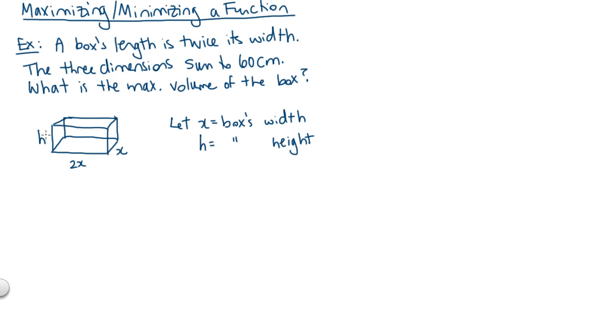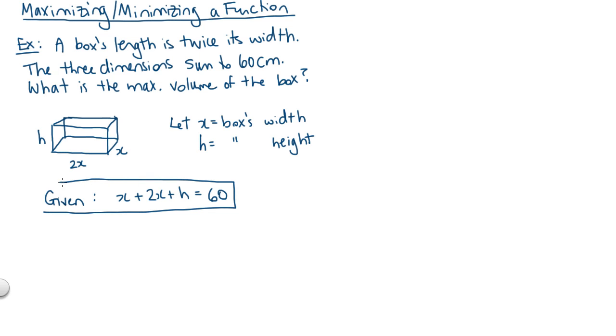Now we have got one piece of information in the question that was given to us. We know that the 3 dimensions sum to 60 centimeters. So let's write given information. We know that if we take the width, x, plus the length, which is 2x, plus the height, that these 3 quantities sum to 60 centimeters. Okay, so that's our given information.